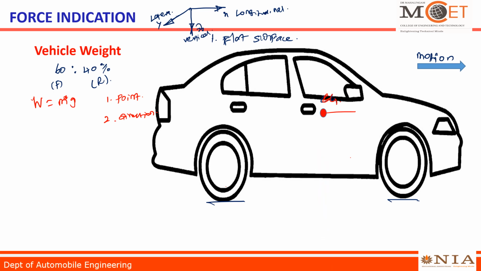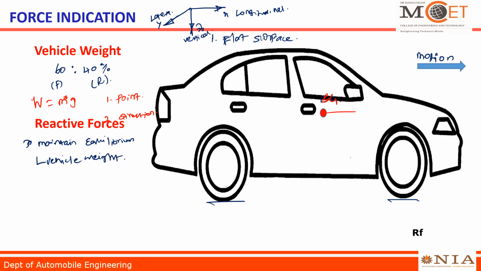And the second one is reactive forces. To maintain the equilibrium of the weight, the force offered by the road surface is the reactive force. I write here: to maintain equilibrium because of the vehicle weight force, reactive forces are generated. Generally, reactive forces will be opposite to the vehicle weight. Here I write: reactive, opposite to the vehicle weight direction.